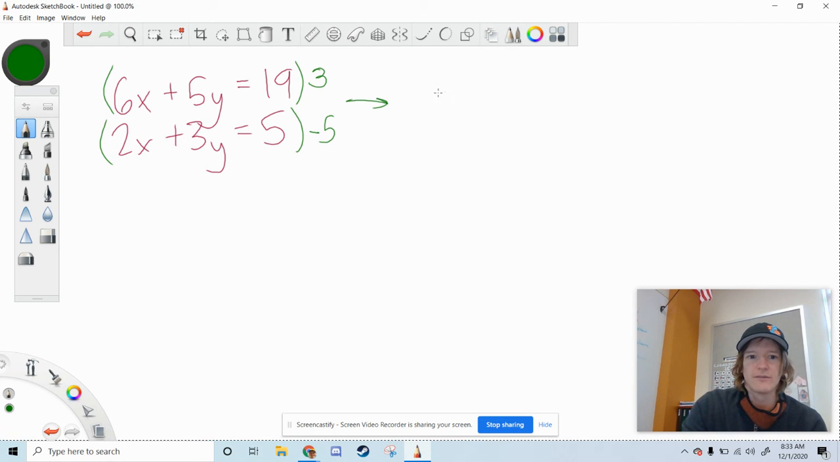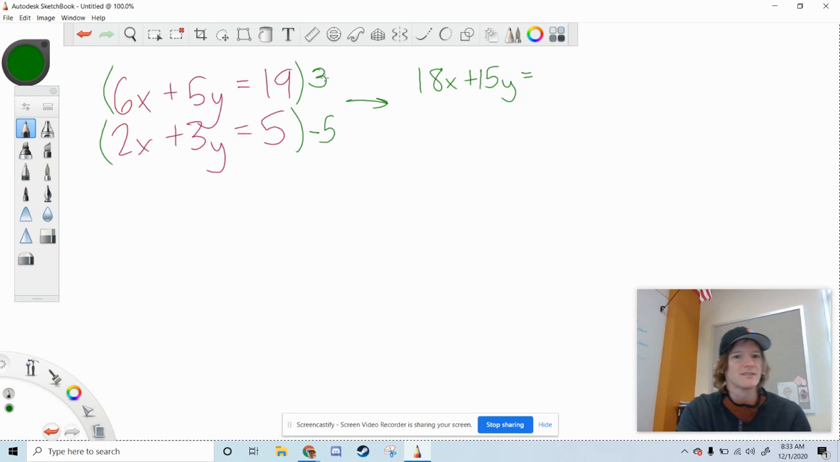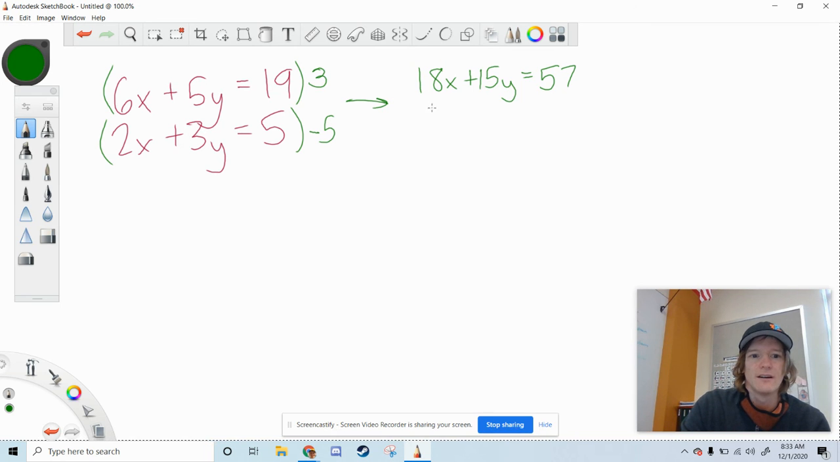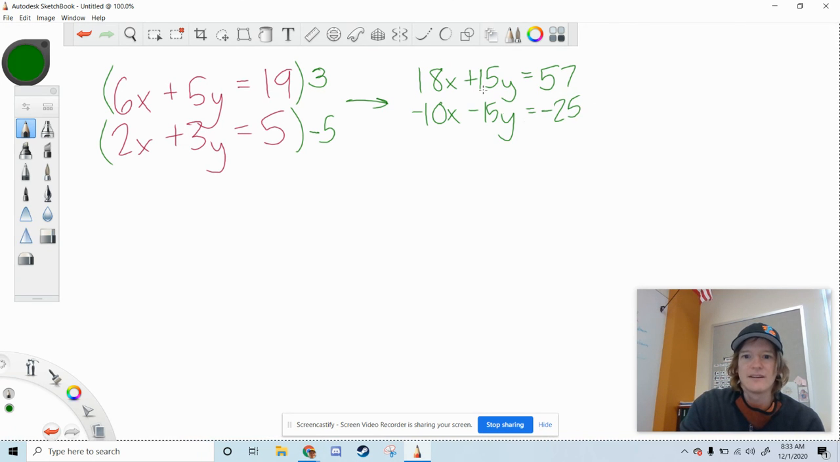So I'll go over here and rewrite these equations. 3 times 6 is 18x. 3 times 5, that'll be plus 15y equals 19 times 3. Well, I know 20 times 3 is 60, so that'll be a 57. Take 3 away to make it 19. This will be negative 10x minus 15y equals negative 25. Now the y's will go away.